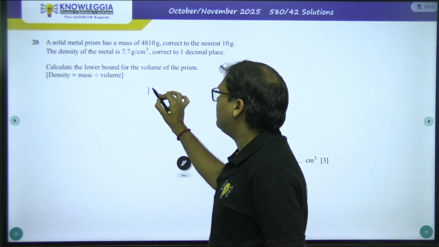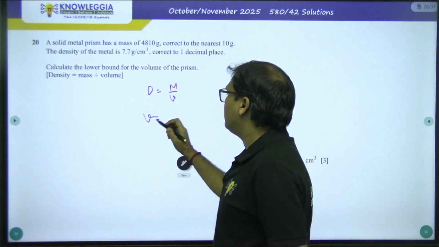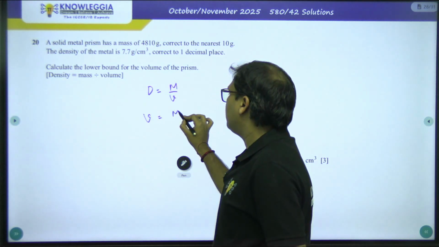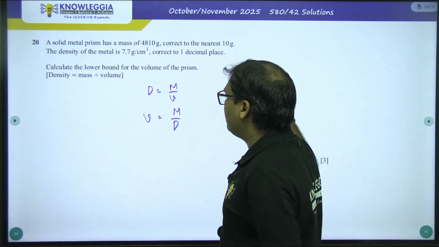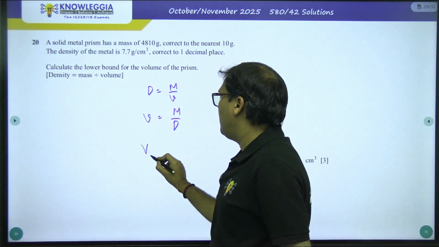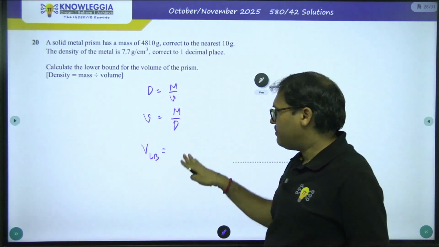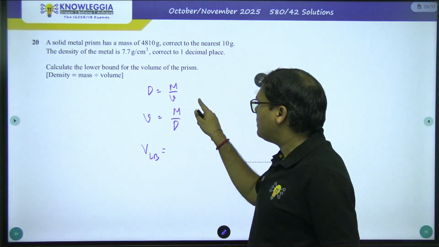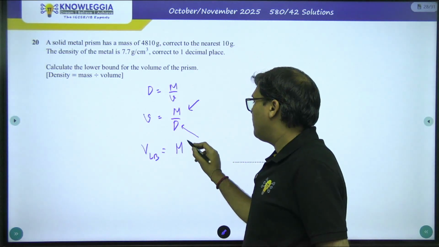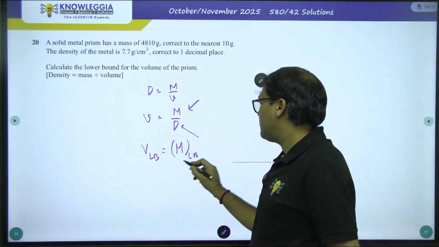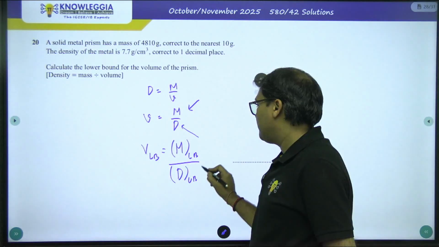So what is the density? This is mass by volume. So what is volume? Volume is mass upon density. Now you have to write the lower bound of this volume. If you have to write the lower bound of a division, the numerator should be the smaller and the denominator should be the larger. That means you will say lower bound of mass upon upper bound of density.